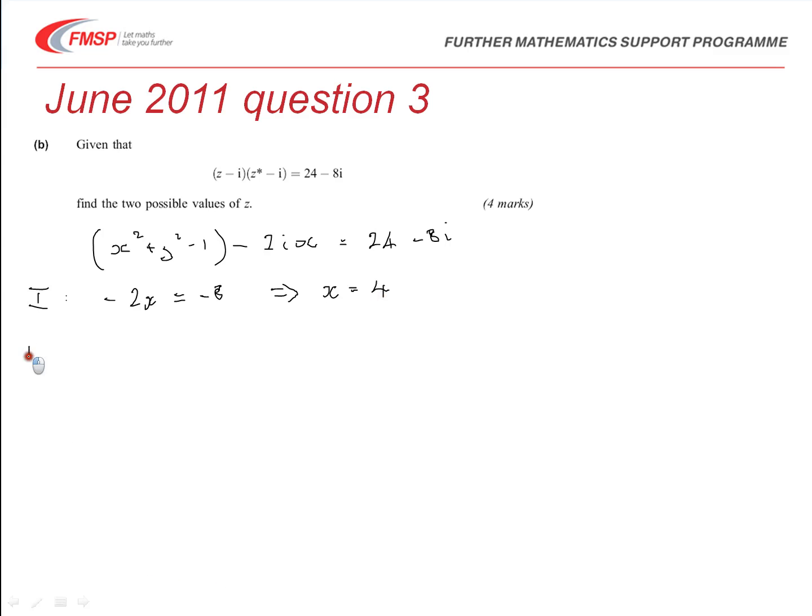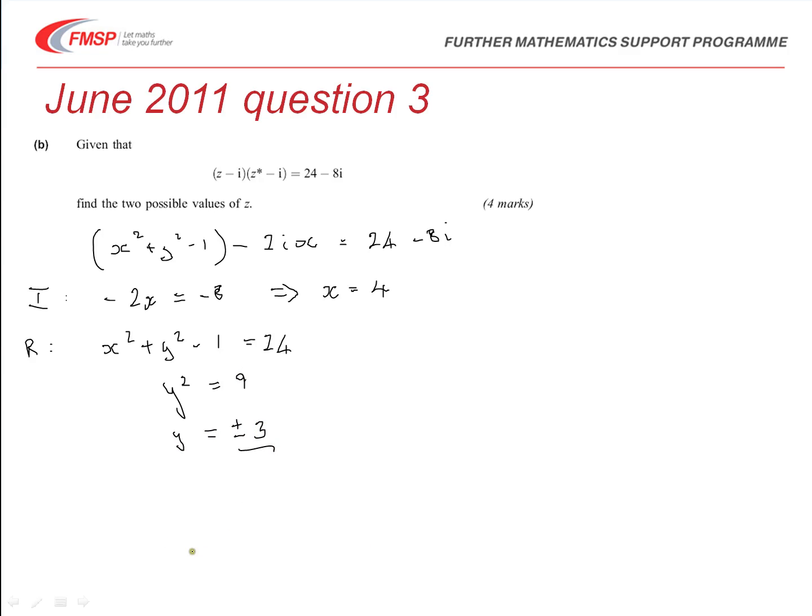Now we can compare the real parts, and that is then the fact that x squared plus y squared minus 1 equals 24. We know x is 4, so that is 16. So y squared must be equal to 24 minus 16 is 8 plus the 1, so this is equal to 9. So that is telling me that y can either be positive or negative 3. That's where your two solutions come from.